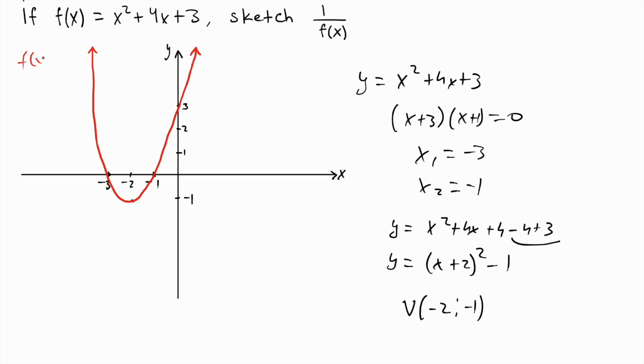Alright, we've graphed our f of x, and that is x squared plus 4x plus 3, but the question is really asking us to graph 1 over f of x. And that is equal to 1 over x squared plus 4x plus 3. It's a bit different, and it looks like it is a rational function. If we go ahead and factor this expression, we'd get the same thing, x plus 3 and x plus 1.